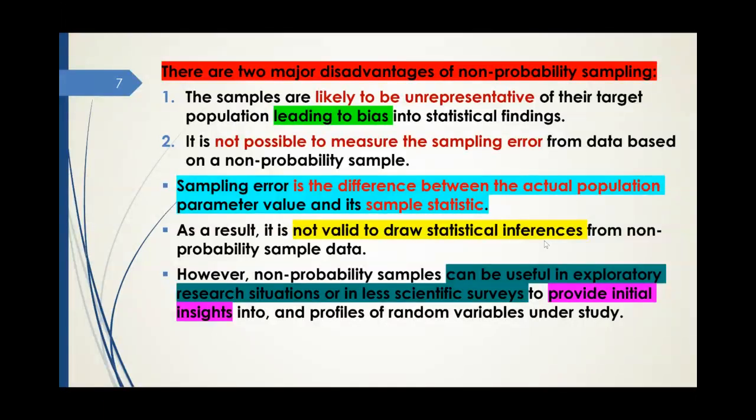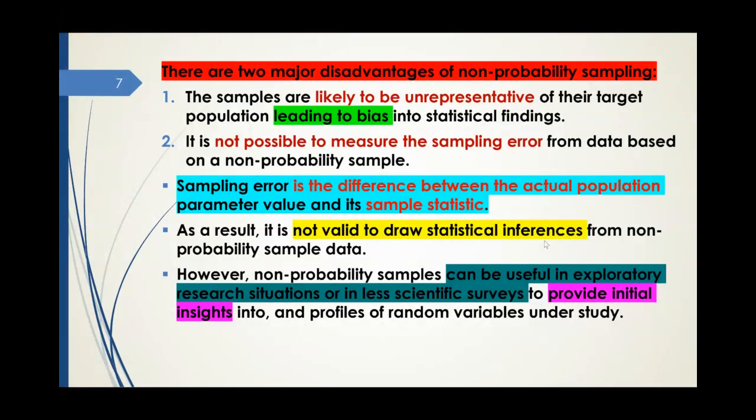So obviously, we want to have findings that are valid and reliable. So that's a problem when it comes to non-probability, when we are not selecting at random. Then it is not possible to measure the sampling error from the data based on non-probability sampling.